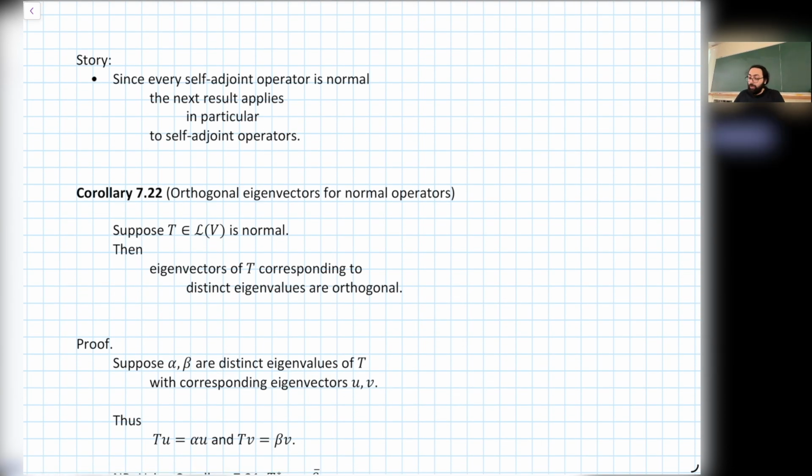So moving on, since every self-adjoint operator is normal, the next result in particular applies to self-adjoint operators. Okay, so anything we prove about normal operators immediately applies to self-adjoint operators. That's all it's saying.